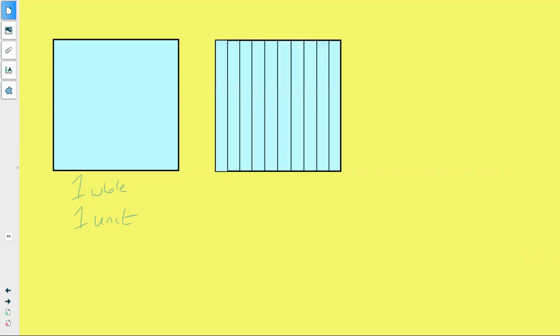Okay, so if we start off with a cube like this here, or a square, I'm going to call this 1 whole, and that's going to represent 1 unit. If I now split that whole into 10 equal parts, so it looks like this here, and I shade in one of these, there's 10 of them in total. That shaded part would be 1 out of 10, and this is going to represent tenths.